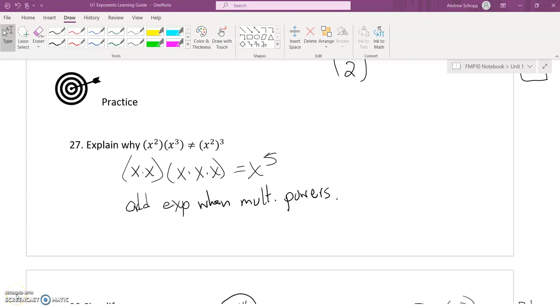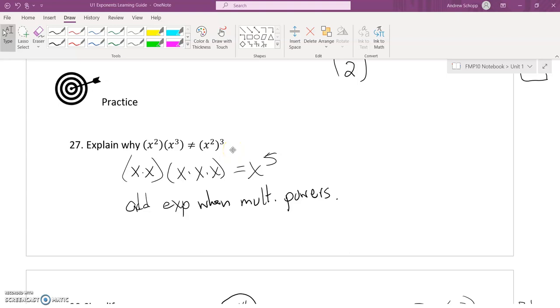Okay, section 1.4, practice questions 27 and on. You're asked to explain why x to the power of 2 times x to the power of 3 is not equal to x to the power of 2 cubed. So on the left-hand side, we know that we would add the two exponents here. And I wrote that out with repeated multiplication. We'd get x to the power of 5.